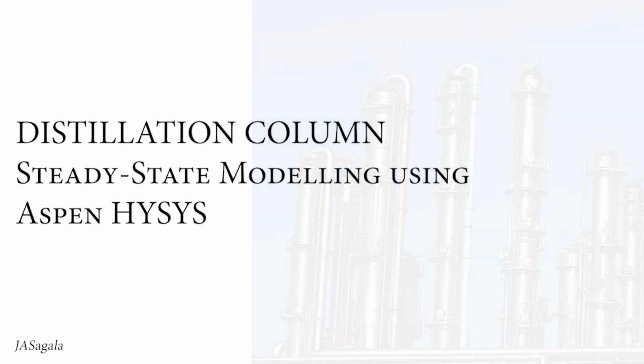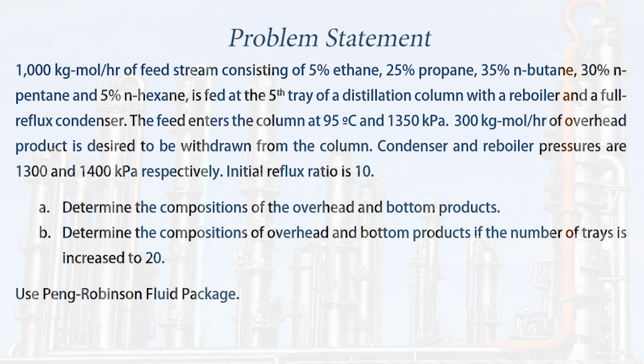Distillation column modeling using Aspen Hysys. In this scenario, we are asked to distill a paraffin feed into light and heavy fractions from 1000 kg per hour of feed consisting of 5% ethane, 25% propane, 35% N-butane, 30% N-pentane, and 5% N-hexane. The feed enters at the fifth tray of the column with a reboiler and a full reflux condenser.